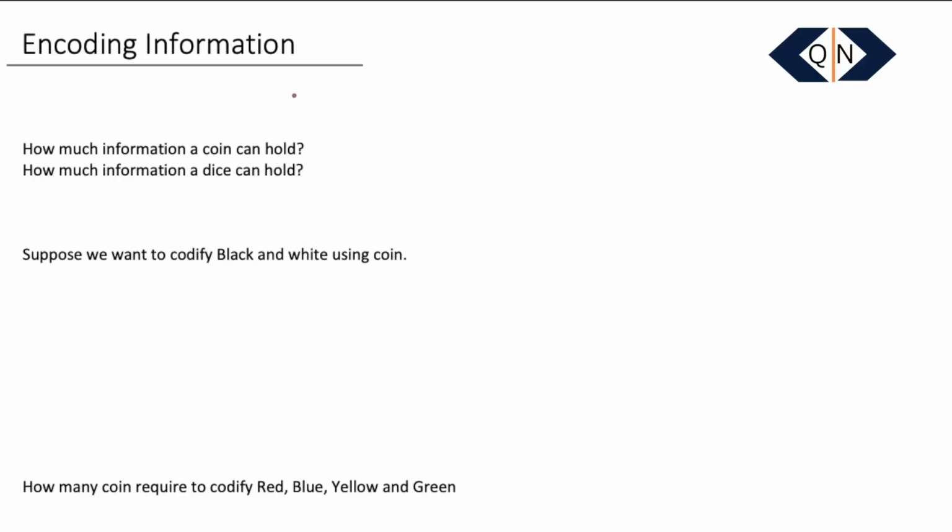Hello everyone. In the last video we have seen how we write the outcome of a coin and a dice, or two coins or two dice. If you have not watched that video, you can watch it now or later also. Today we are going to understand encoding: how we will encode a message using what we learned earlier.